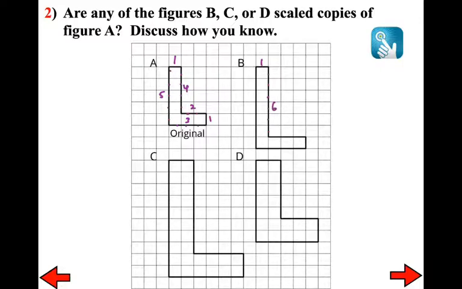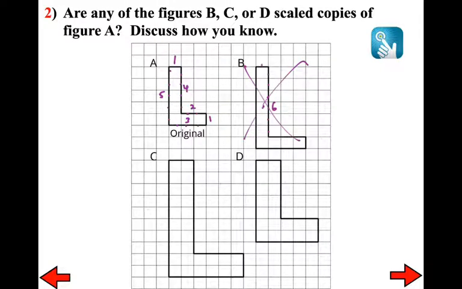We should already see that figure B is not, because to get from here to here, we're multiplying by 1. So if it was a scaled copy, figure B, we'd be multiplying every side by 1. And this times 1.5 is side 6. So clearly, B cannot be a scaled copy. And that's how it should work. We should be multiplying every side by the same value.